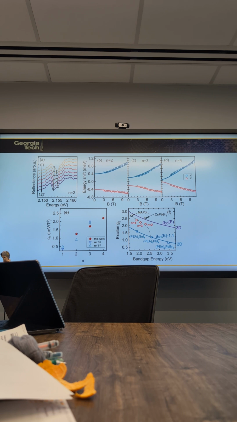And finally, the final plot is the exciton g-factor in the direction parallel to the z-axis of the crystals as a function of the band gap energy.